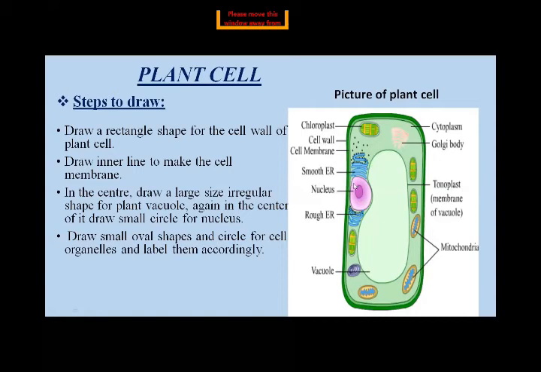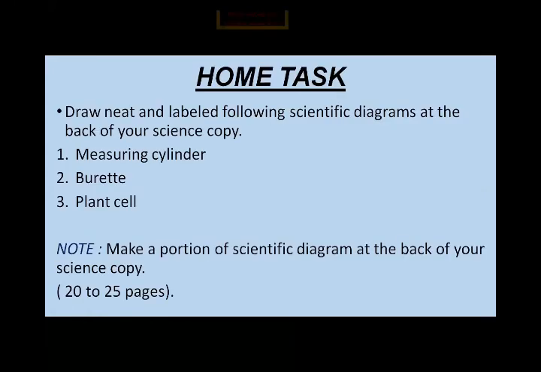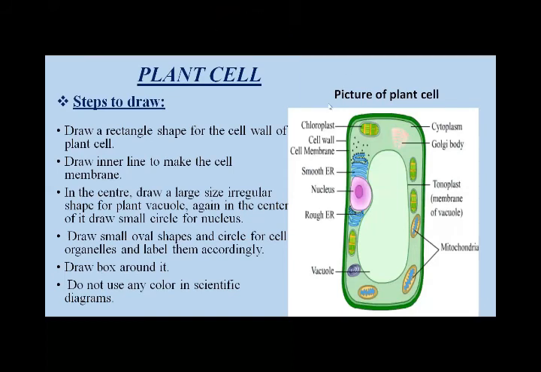This is a large size vacuole, and again in the center of it draw a small circle. This is called the nucleus. And then you draw a small oval structure. These are called chloroplasts. These all are organelles of the cell. Now, another oval structure is called mitochondria. After that, you will label the diagram and make a box around the picture. Okay, and then you draw the box around the picture.